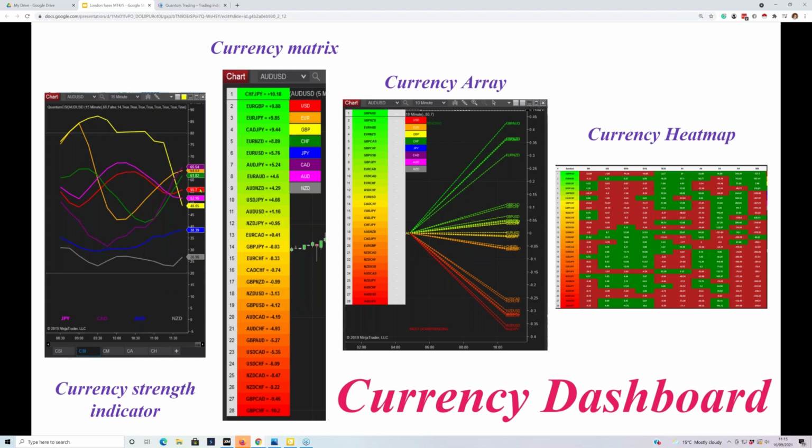This is the matrix. This is where we take that data and pair it up, and it matches the strongest pair, the weakest pair, and the pairs that aren't doing anything. You can use it both to highlight potential entries and exits, and also to help you stay in a trade. The array is much more for trend strength. David uses this a lot, so I will leave him to explain that in a bit more detail. And then we've got the currency heat map, which takes all the pairs and looks at their relative performance and strength across multiple time frames. Really, really important, multiple time frames.